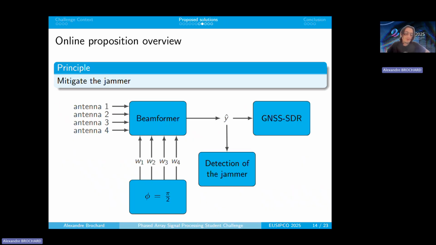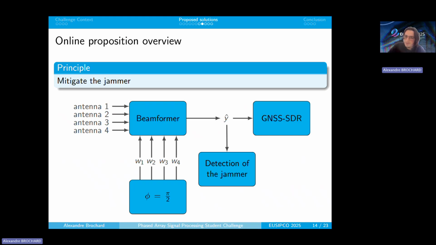Now, because with the offline proposition we have been able to detect and also localize the jammer, now we are going to mitigate it. The main idea here is to focus on the direction of the GNSS signals, so at the zenith, just above the GNSS receiver. By focusing on this direction, we will compute some weight vectors to create a new beamformer. Then with this new beamformer, we'll have some new filtered observations.